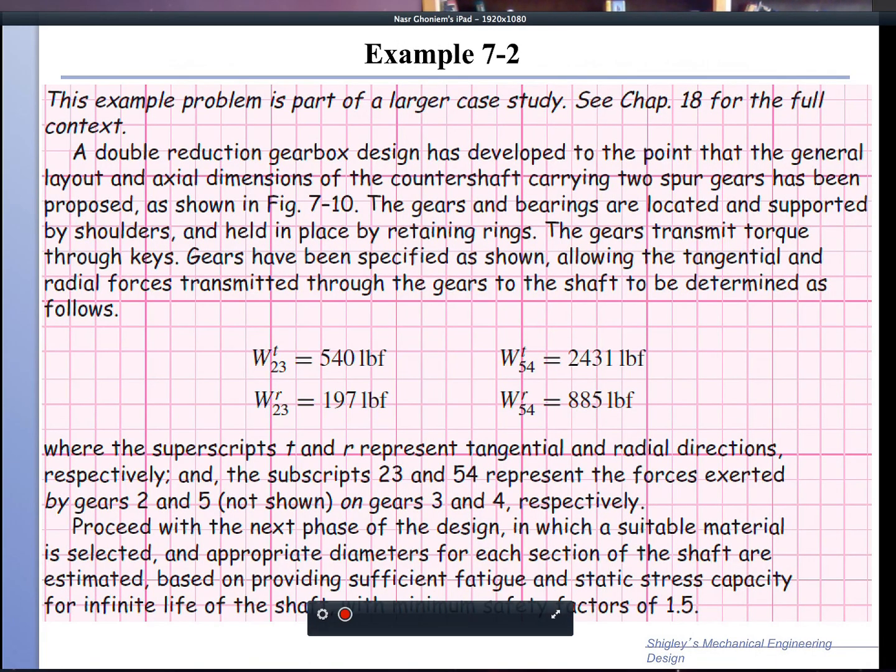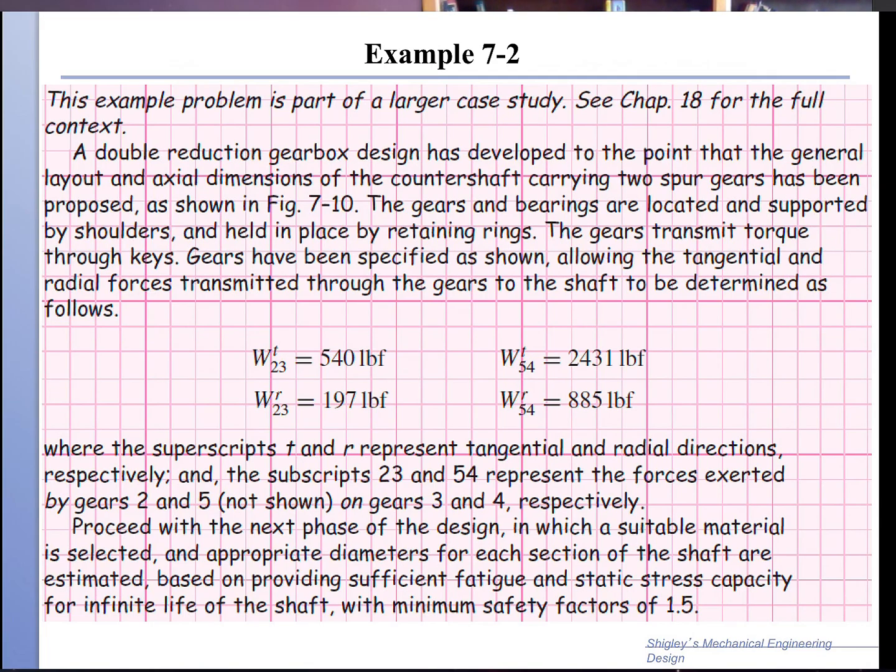So in this problem we have case studies. This is a part of a case study that will be used in later chapters. And in this case we have a double reduction gearbox design, and we want to develop a general layout and axial dimensions of the counter shaft. So the focus is on the counter shaft, and the counter shaft will carry two spur gears, and the way that it is proposed is in this fashion.